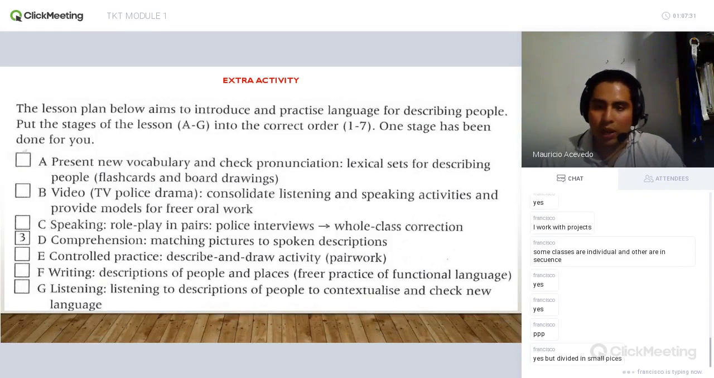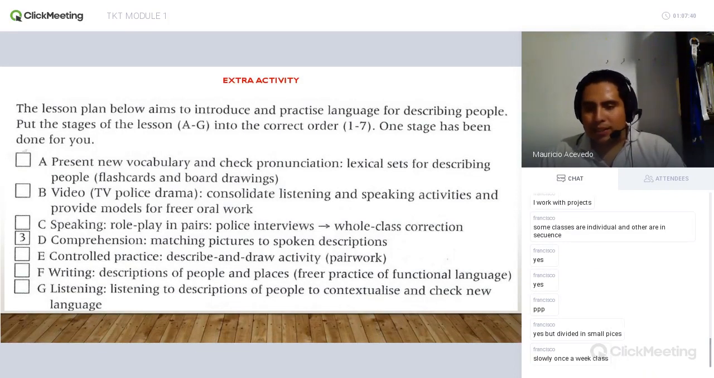Ah, okay, so you have more small pieces. Got it. So you don't have only these three steps, you have more, right? You have, for example, a once a week class. Yes, I know. Okay, Francisco, very good.